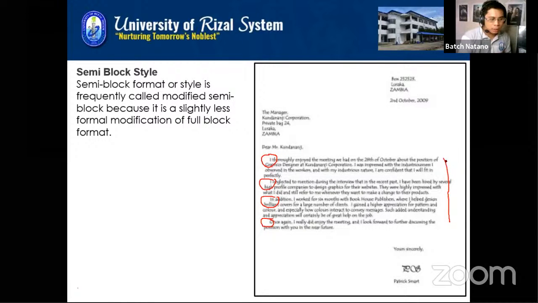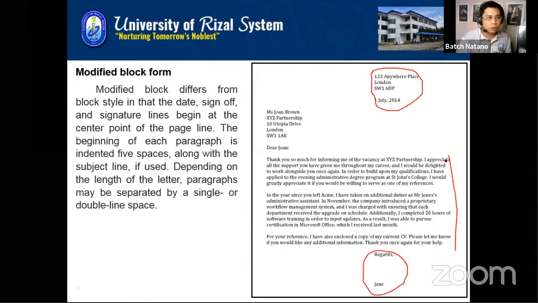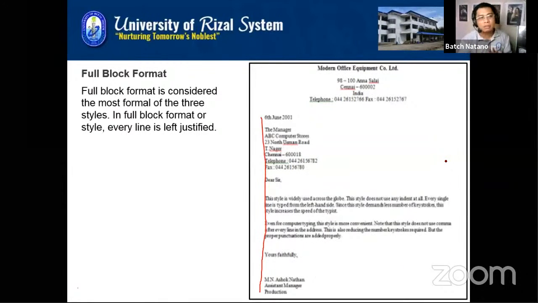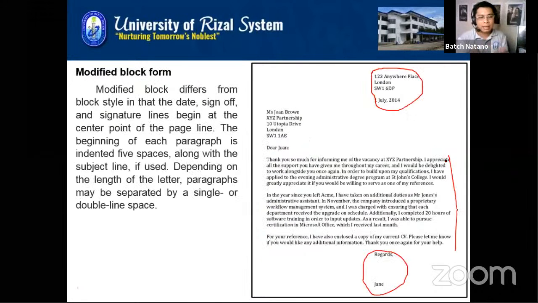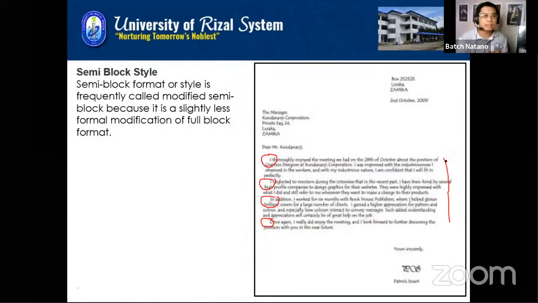Okay, so let's go back again to be particular about the format. For the full block format, all the parts of the letter are on the left margin. For the modified block format, the heading, the date, the complimentary close and the signature are all at the right margin. However, the inside address, the salutation, and the body of the letter are all on the left margin. On the other hand, the semi-block format is similar to the modified block format. The only difference is that the body of the letter in the semi-block format is indented. Okay?